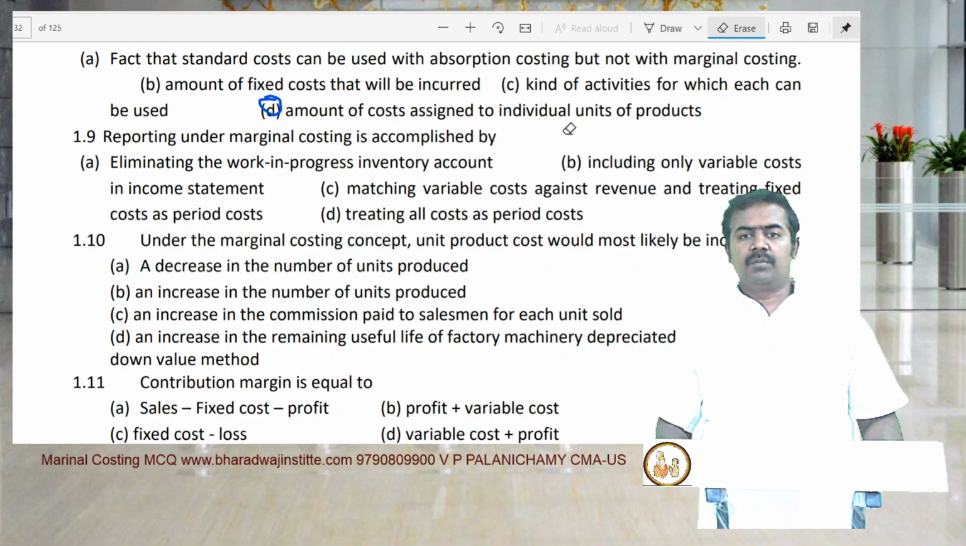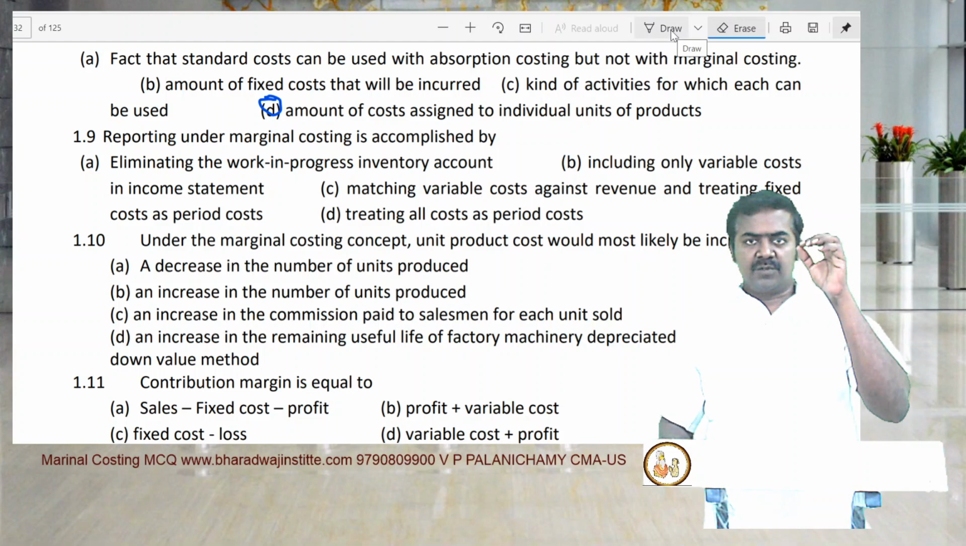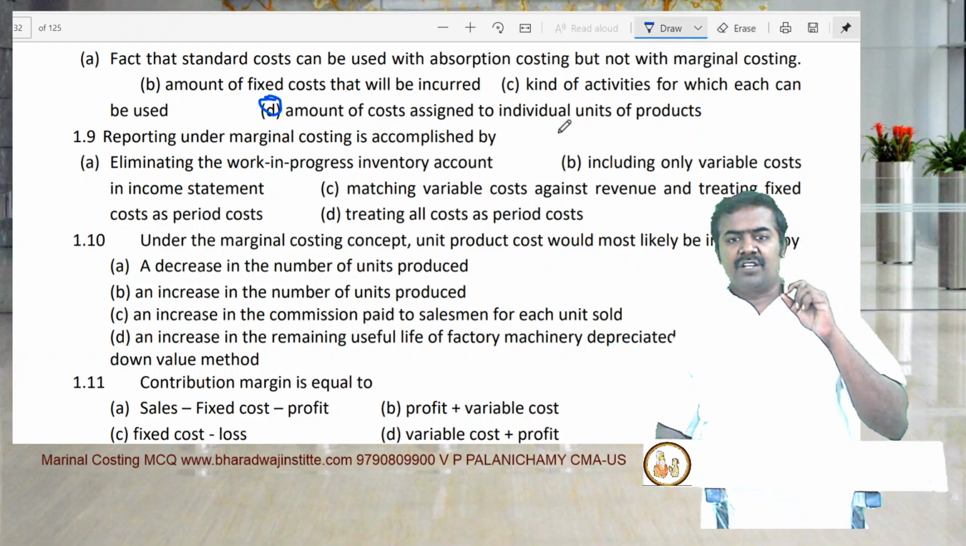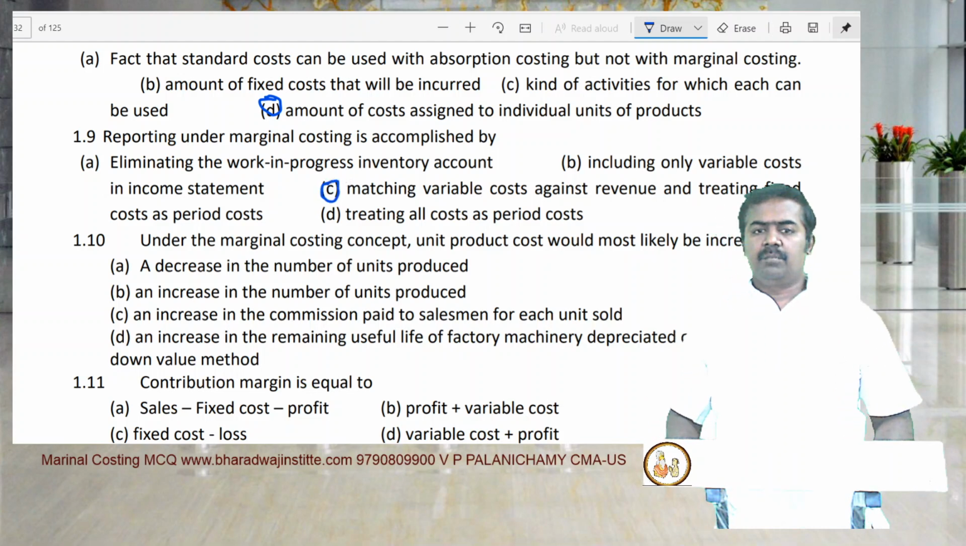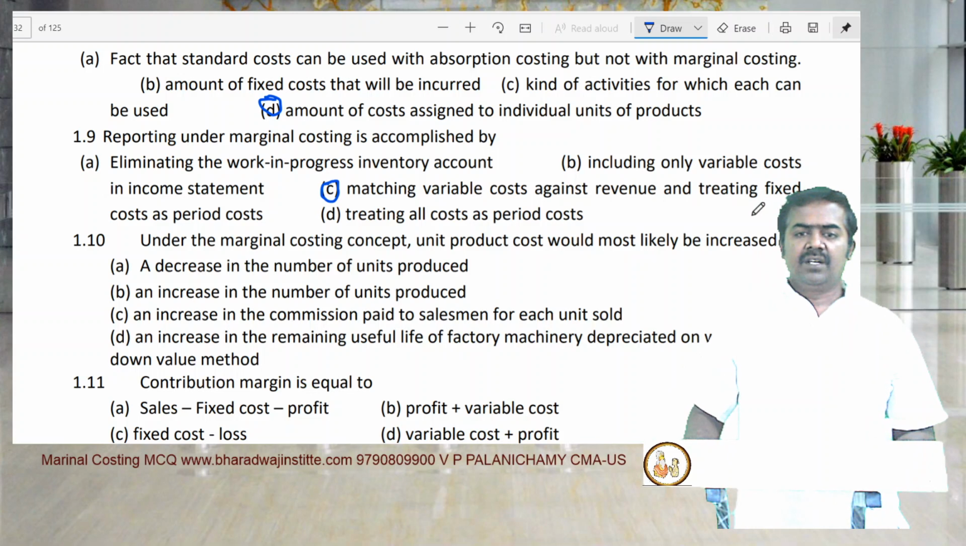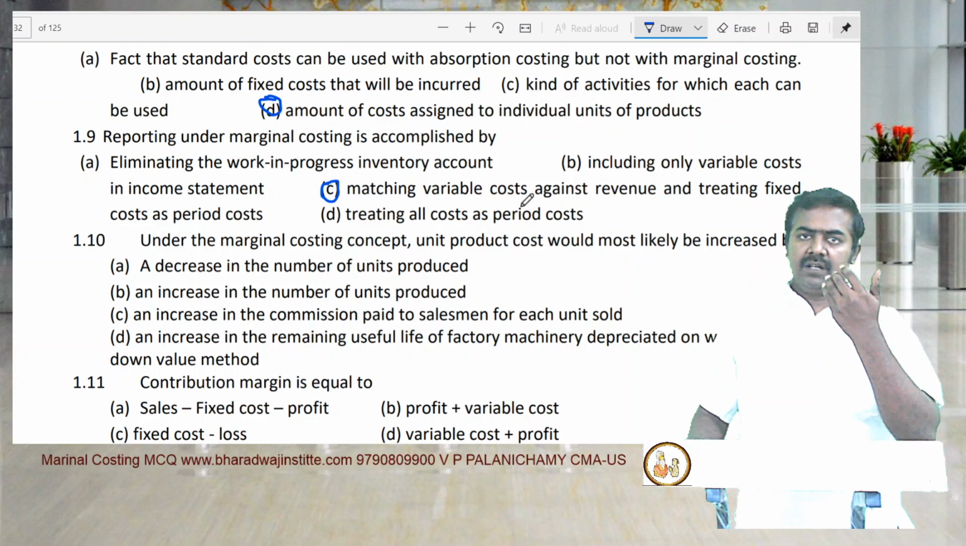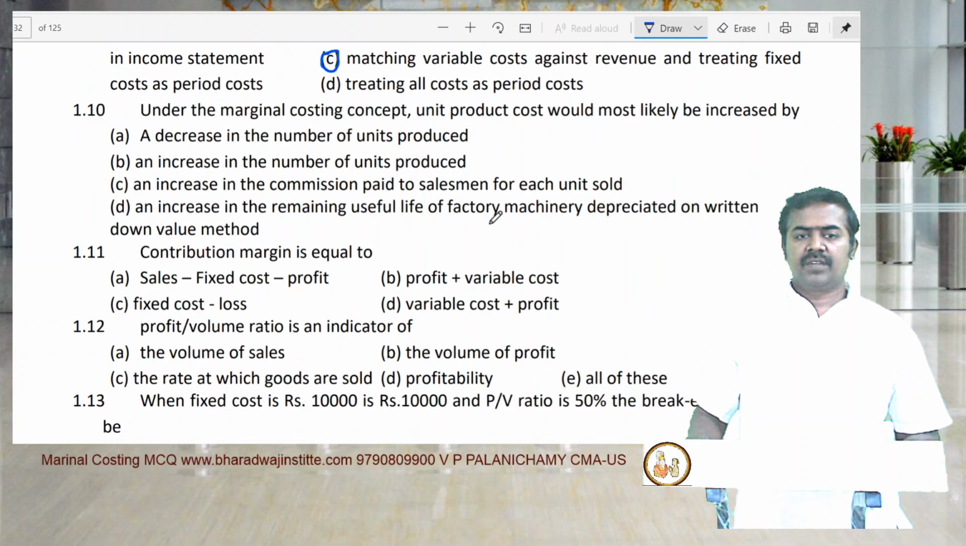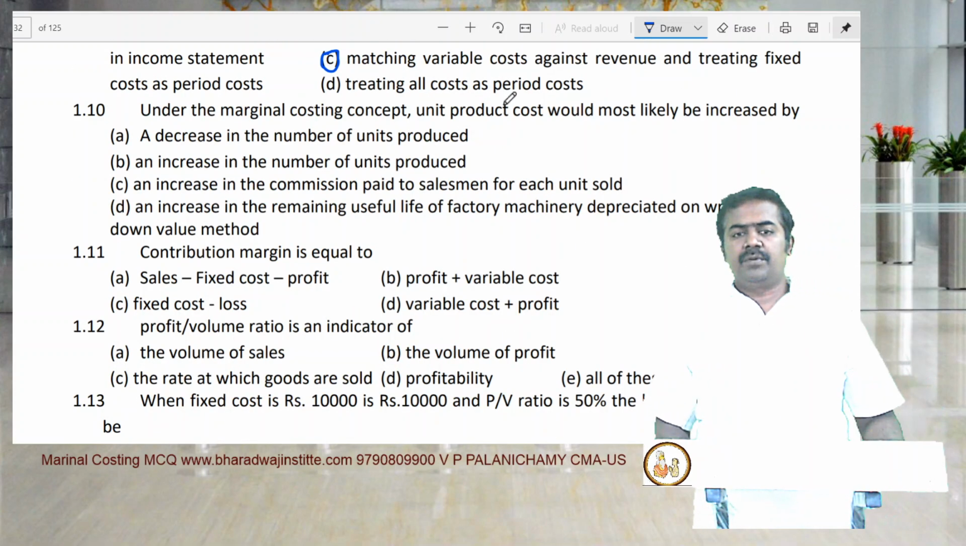Okay, reporting under marginal costing, sales minus variable cost is contribution. Contribution minus fixed cost will give us what? Profit. C is the answer. Matching variable cost against revenue and treating fixed cost as what? Period cost fully charged against contribution. C is the answer.